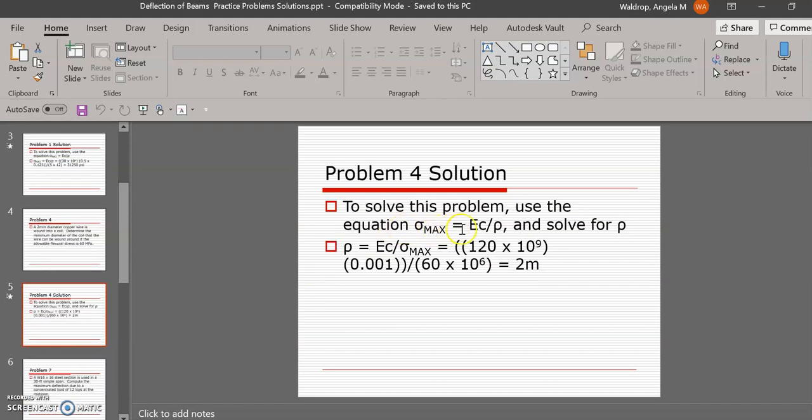Okay, so here we go. There's the equation. In this case, we're solving for rho. And you can see I reformat the equation here, and this is what I get. This is the modulus of elasticity. This is the radius of the wire, and this is the allowable stress. And if we go through the calculation, it's pretty straightforward. You can see I get a radius of curvature of 2 meters that I'm allowed to have.